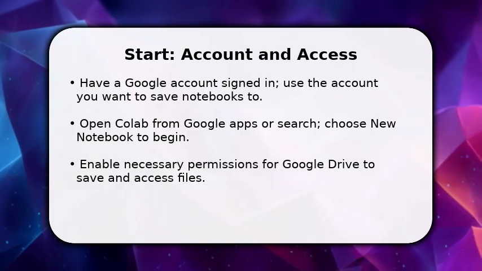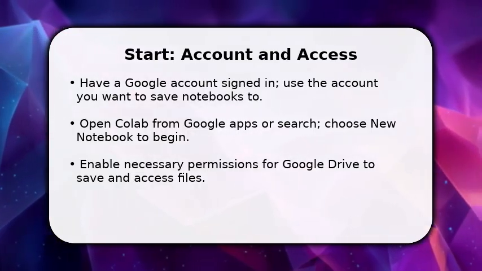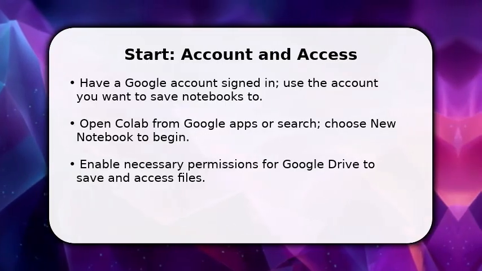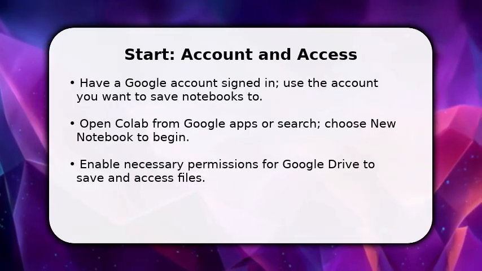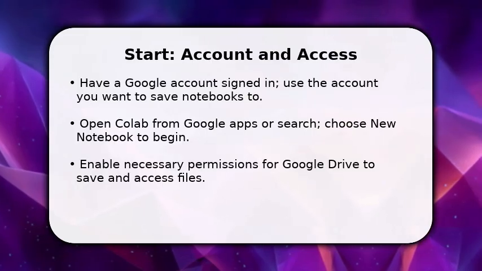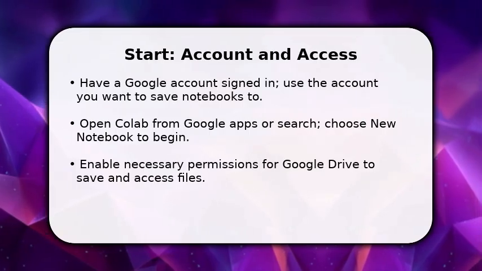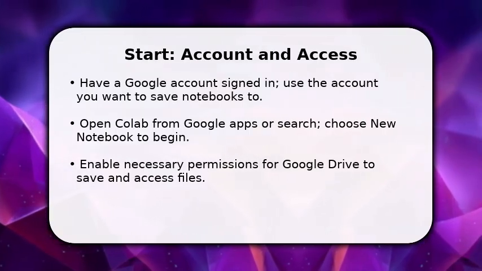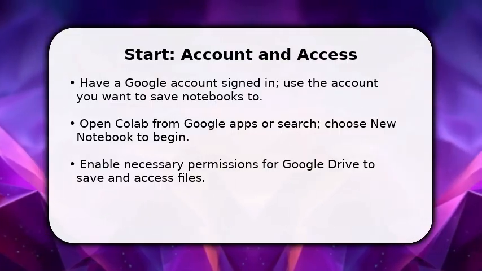You already have the essentials: a Google account and browser. First, sign into the Google account you will use to store work. Next, open Colab through Google Apps or search and click New Notebook to create an IPYNB file. Make sure to grant Drive permissions so Colab can save automatically. Once done, rename the notebook at the top to a clear, descriptive name. This avoids confusion later and ties the file to the correct Drive folder.